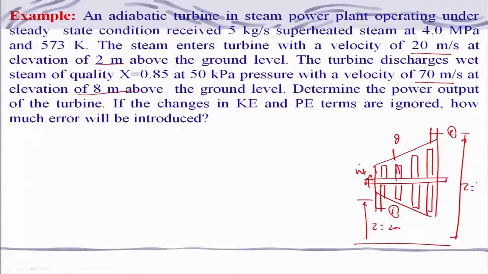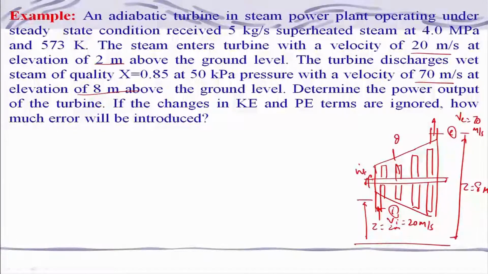Z is equal to 8 meter. Okay. And this V exit is 70 meter per second, and V inlet is 20 meter per second.